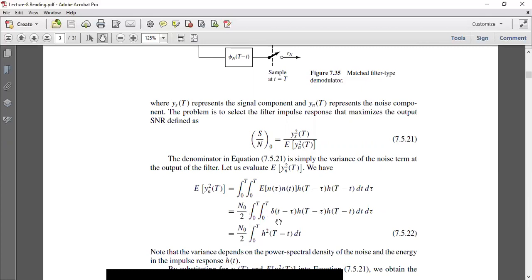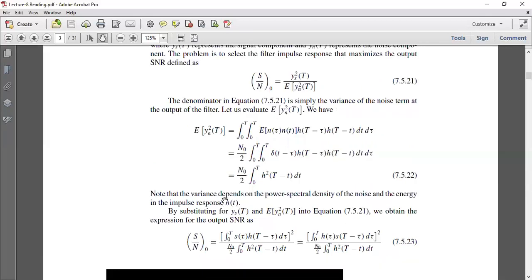Okay. So n naught by 2 will come over here, and then 0 to t integration of this delta t minus tau will be 1, and we are left with only one integration, 0 to t and h square of capital T minus small t. Note that the variance depends on the power spectral density of noise and the energy in the impulse response. So this is the spectral density of the noise and the energy in the impulse response h of t.